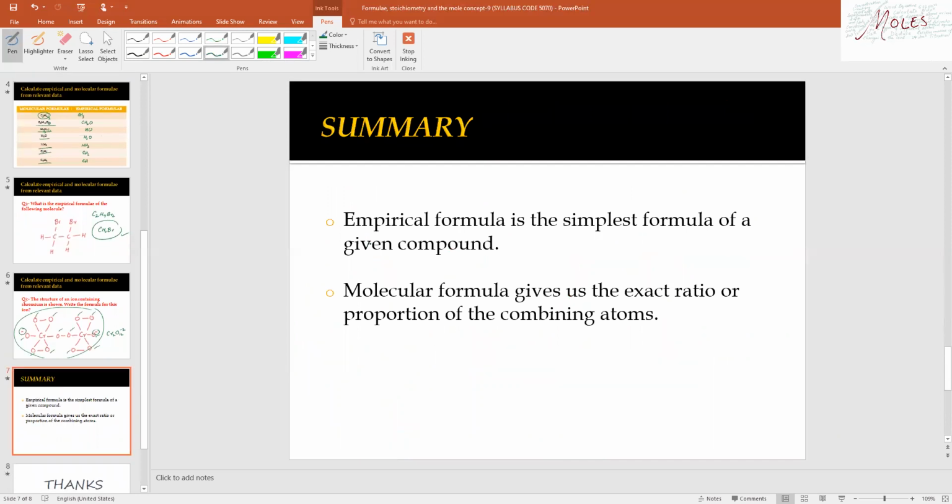In summary, empirical formula is the simplest formula of a given compound. Molecular formula gives the exact ratio or proportion of the combining atoms.